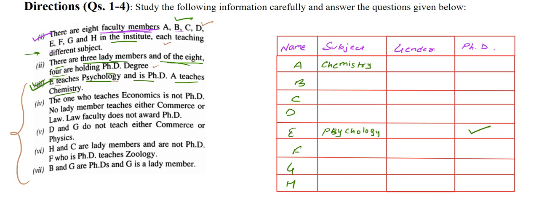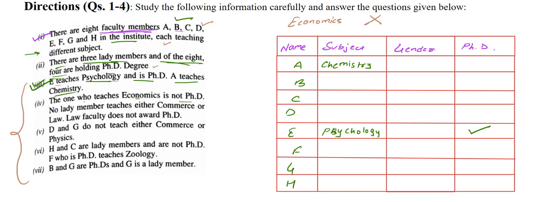The fourth point now says the one who teaches economics is not PhD. So we don't know who is teaching economics. So we will write economics over here. And this person is not a PhD, so we will give a cross beside this person.